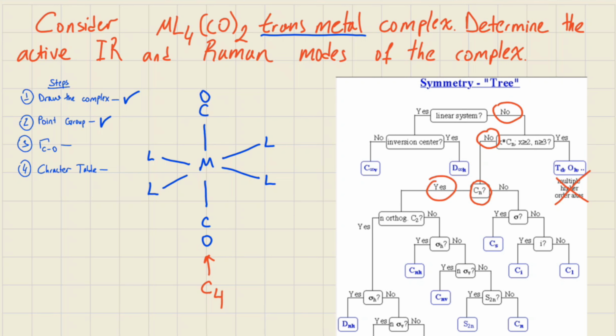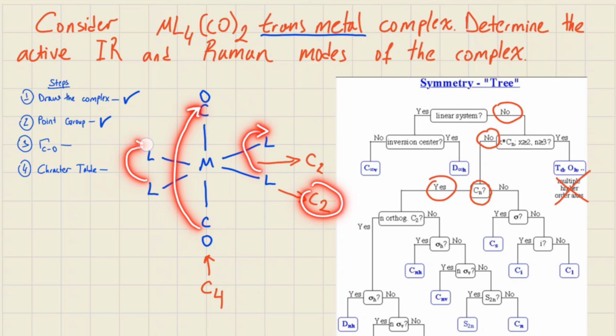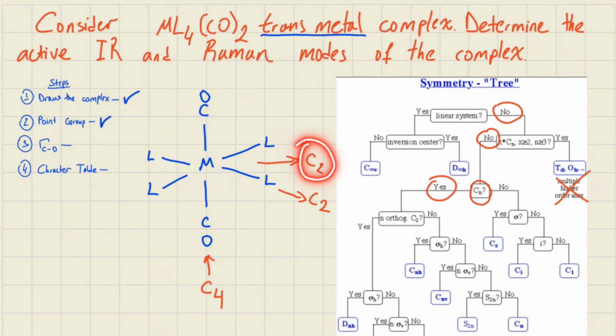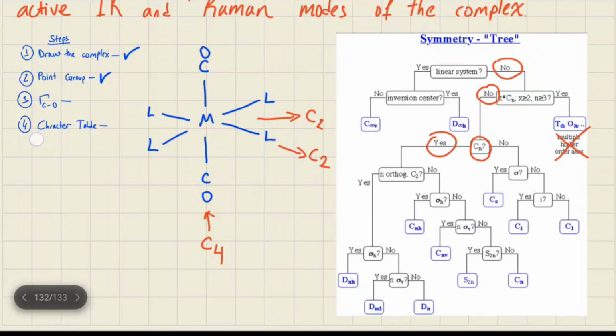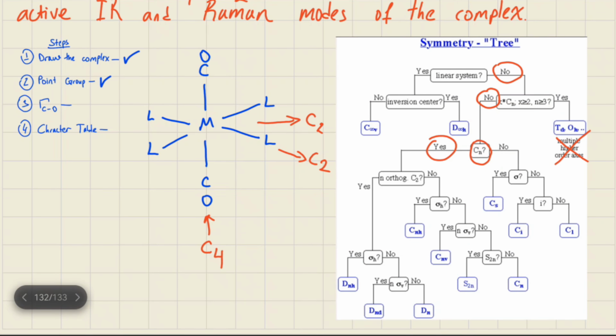Is there an orthogonal C2 to C4? The answer is yes. We have one axis from here, which is orthogonal to the C4, and we have another C2. The reason is that if you apply this one, for instance, this CO will go here, ligands will go here, and this ligand will go here. If you apply this, the same thing is also happening, right? So we have 2 C2 axes perpendicular to the C4 axis. So the answer is yes.